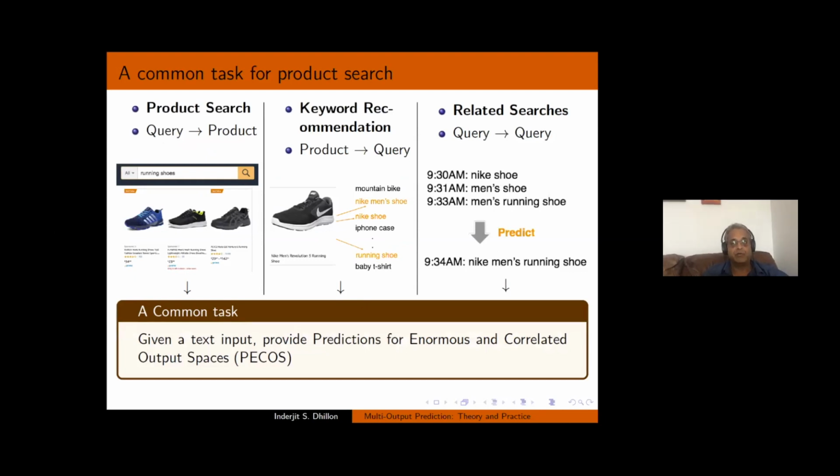So just to reiterate what I just said, suppose you are trying to do product search. You are given an input query, and you have to find a product from, let's say, millions of products, right? It's not that you're given a query product pair, but given a query, you have to find a product from about 1 million. Similarly, you are given a product, you may want to try and predict the queries. And in related searches, given a query, you might want to try and predict the other searches.